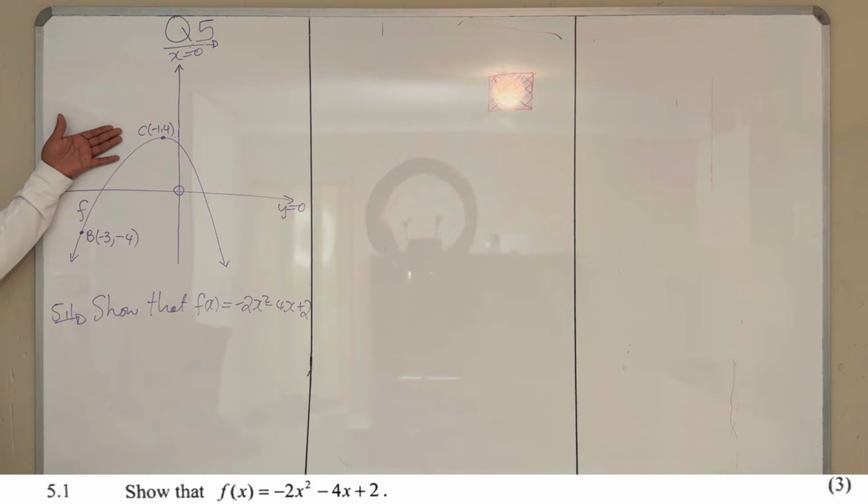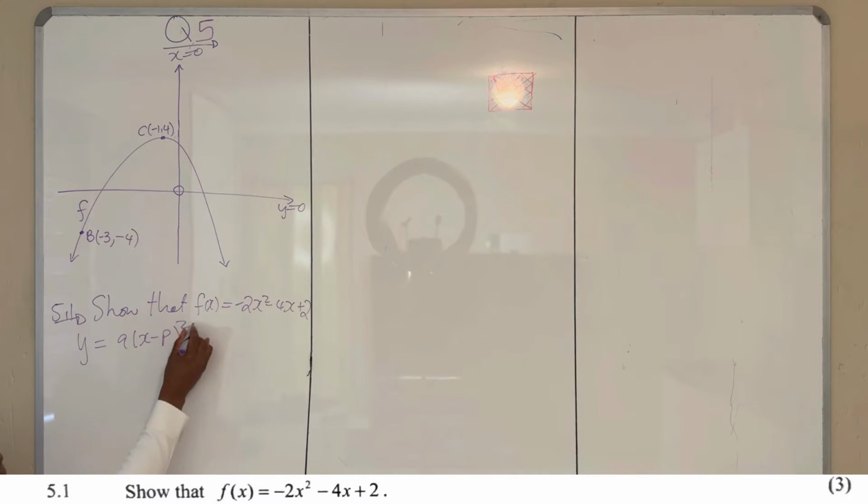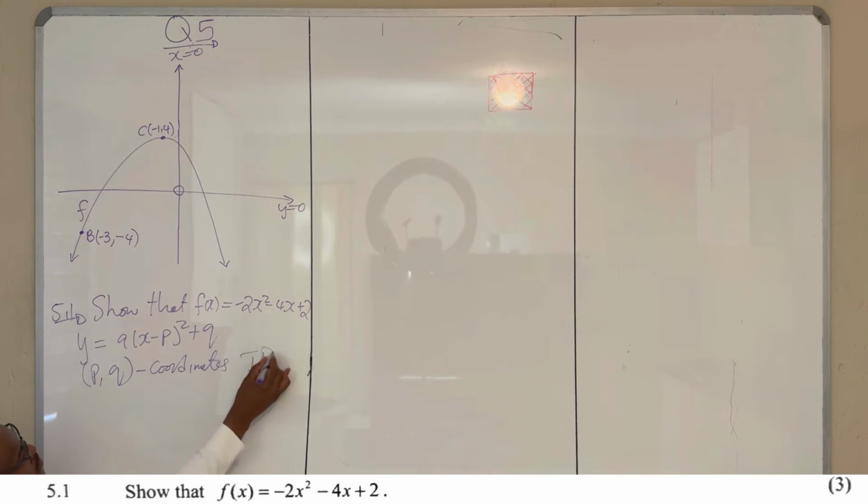They want us to find the equation of this function, and you're given the turning point and a point. If you're given a turning point and a point, remember, you should always use y is equal to a into (x minus p) all squared plus q, where p and q are the coordinates of the turning point. You use this one with a minus, of course. So the first step is to substitute p and q. Your p and q is C, which is minus 1 and 4.